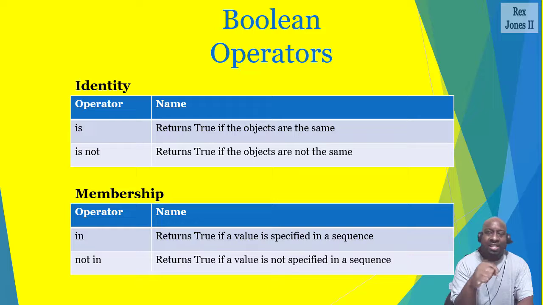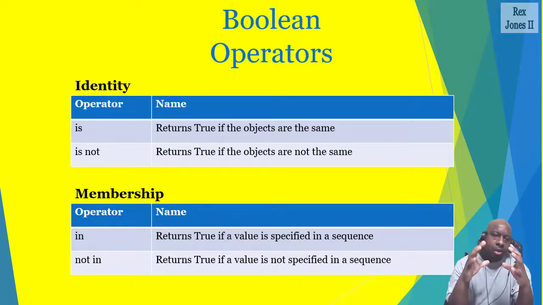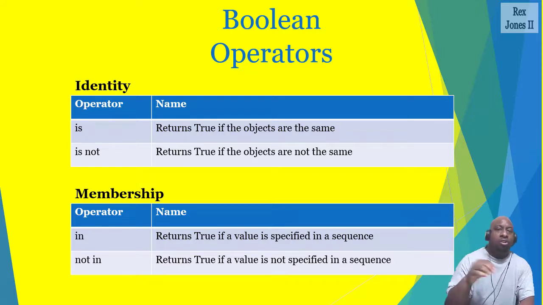We see identity has is and is not. Is returns true if the objects are the same, while is not returns true if the objects are not the same. The membership operators are in and not in. In returns true if a value is specified in a sequence. Not in returns true if a value is not in a specified sequence.